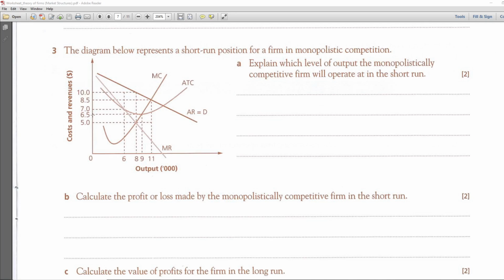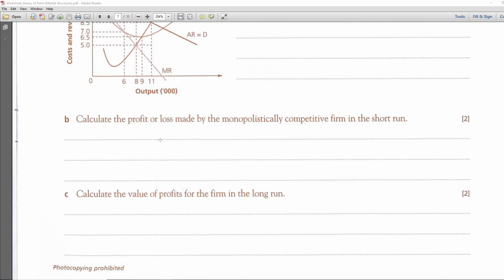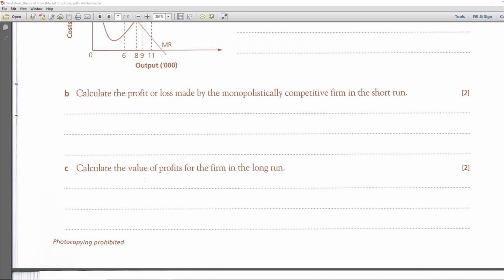And that is your unit profit. When you use the unit profit multiplied by 8,000, then you will get the same answer. All right, so that's 3B. And let's go to 3C. Calculate the value of profits for the firm in the long run.